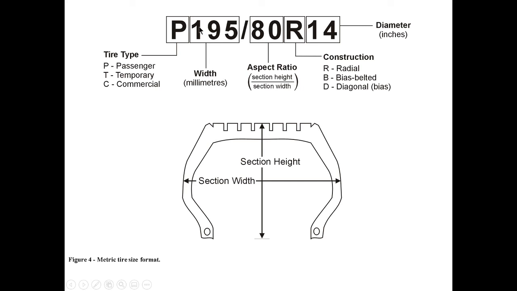Next we have our width, which is in millimeters: 195. Then /80, the 80 is the aspect ratio. We'll get to that in the next slide, but it's basically our sidewall height or section height. R is the construction. R for radial; it could also be bias ply or diagonal bias ply. And finally we have our rim diameter, which is in inches. Something unexplainable: why do we have a mix of metric and standard? One of life's many unsolved mysteries.